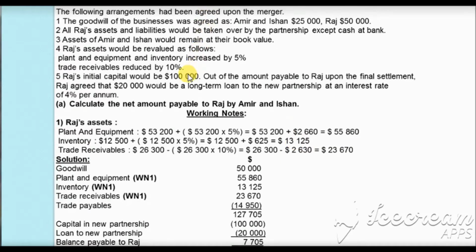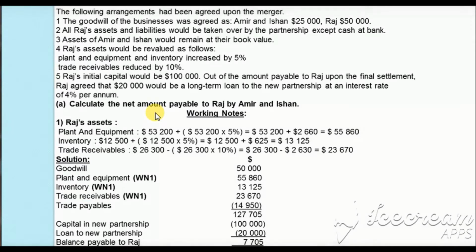And for trade receivables, it is given that the trade receivables are reduced by 10%. So the value which was given was $26,300 minus the reduction of 10%, which will be $26,300 times 10%, equal to $2,630. So $26,300 minus $2,630 gives the revalued value for trade receivables as $23,670.